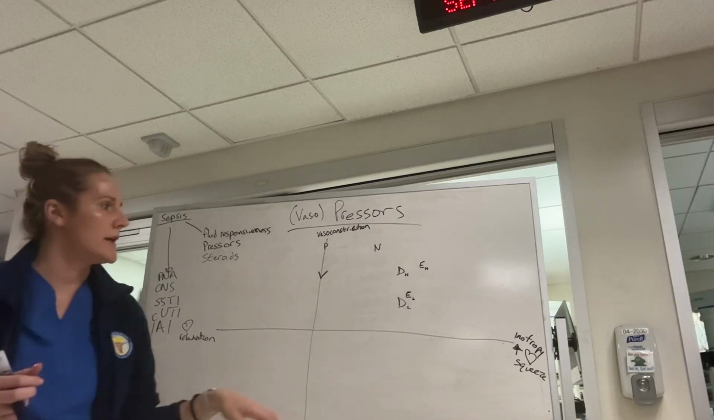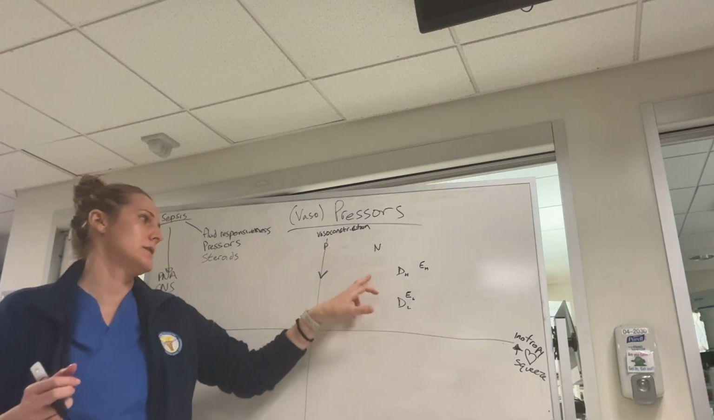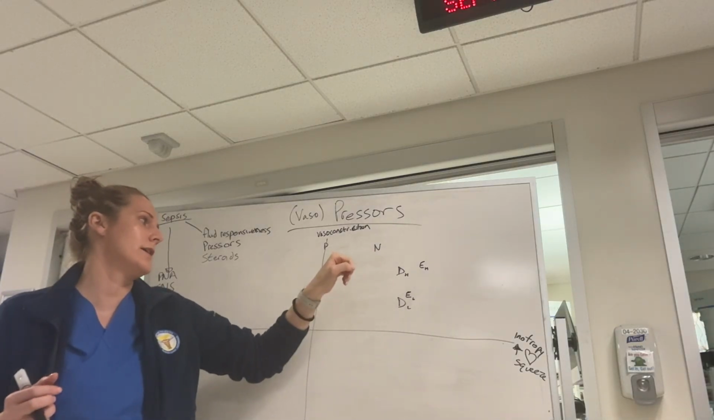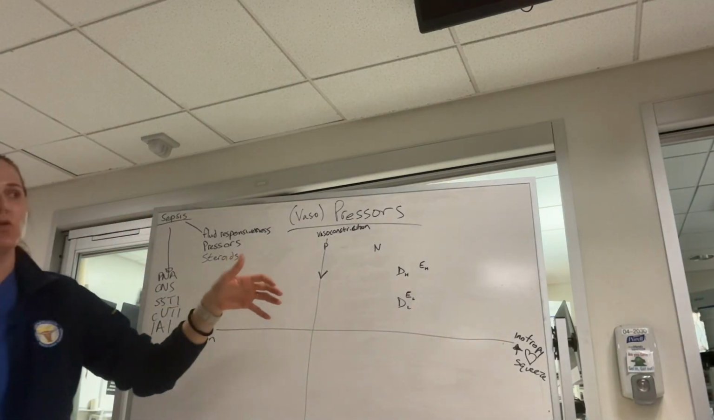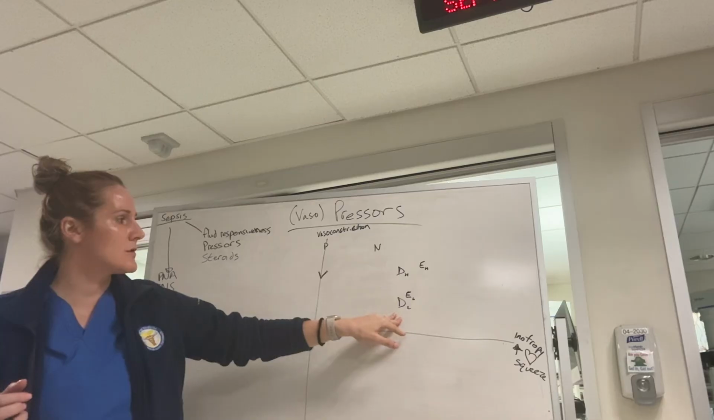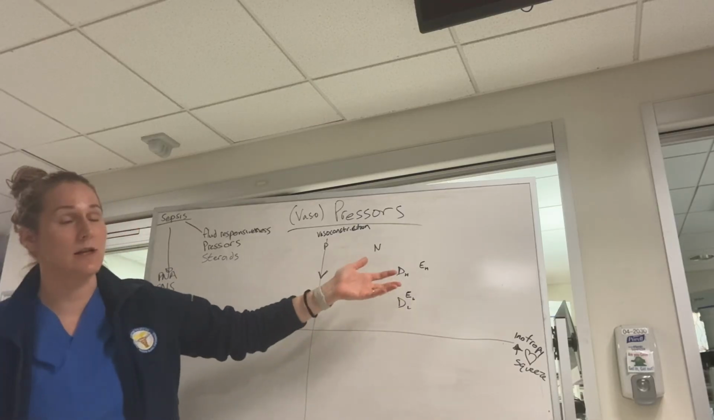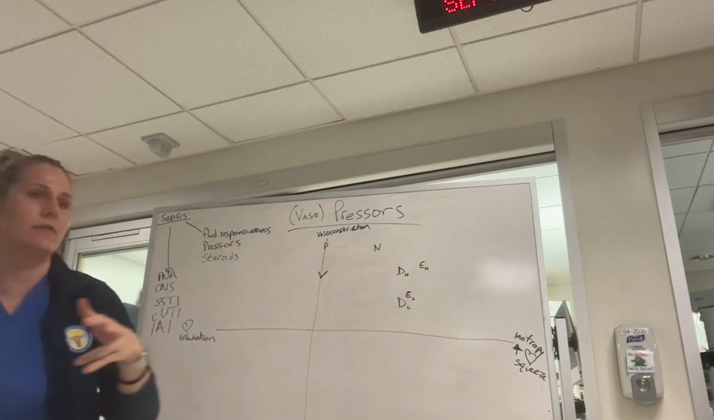There are some head-to-head trials, specifically in sepsis, that show that norepinephrine and vasopressin are superior to dopamine. So that's why, at least for sepsis, and in a lot of medical ICUs, dopamine's fallen out of favor.